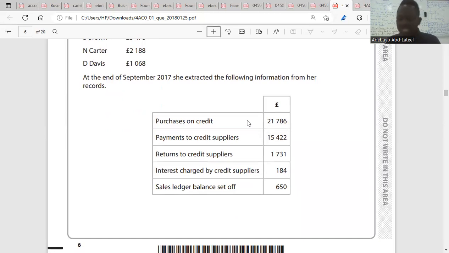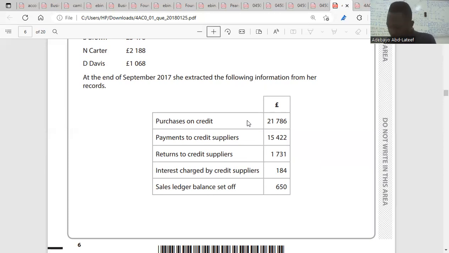Purchases on credit, in your purchases ledger account, is going to be a credit balance. When you purchase on credit, it's going to be on the credit side of your purchases ledger. Payments to credit suppliers: you paid your credit suppliers. It's going to be on the debit side of your purchases ledger account. Please put it in your mind. When you open the account, you're going to open an account for this.